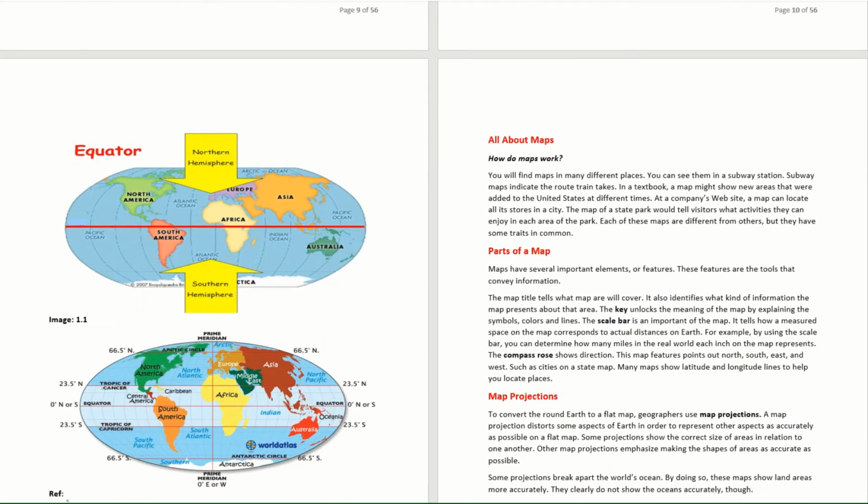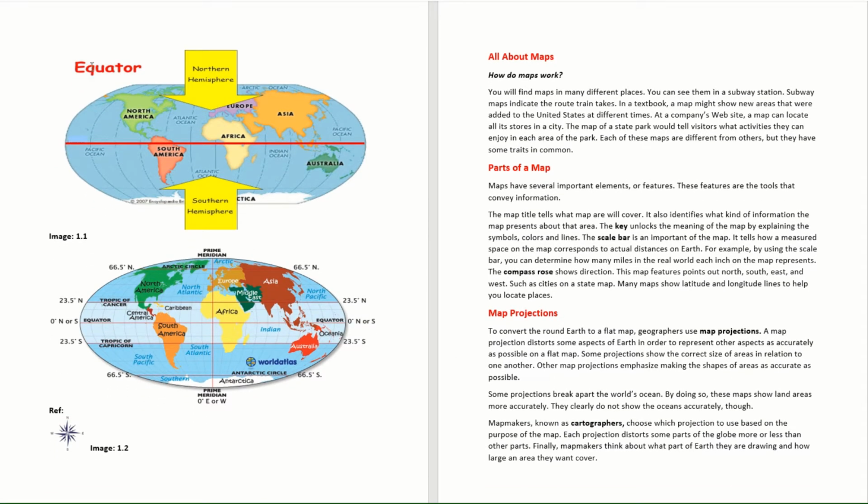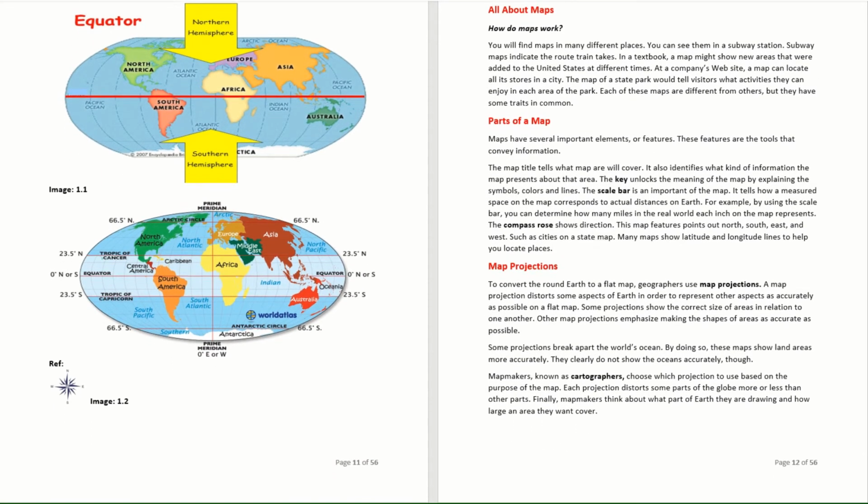Here we go, and we can see here the equator as well, dividing the northern hemisphere and the southern hemisphere. Now, the most important thing, we'll be talking about the key, scale bar and compass rose. The compass rose, which you can see here, shows the directions north, east, south, and west. The key shows the information, or unlocks the information, you will find on each map.